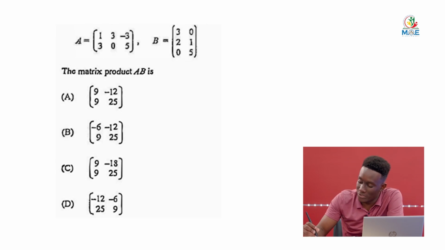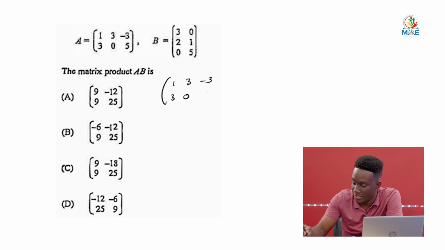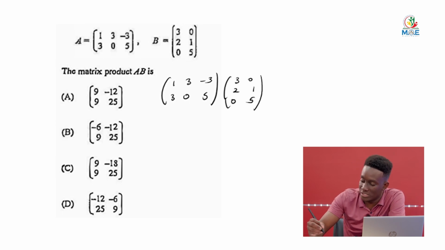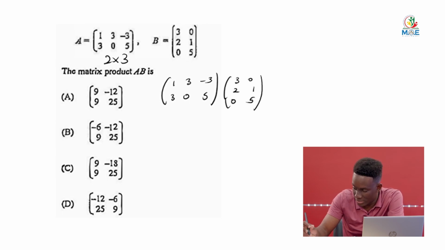So let's put on the matrix A: 1, 3, -3, 3, 0, 5. And the matrix B, which is 3, 0, 2, 1, 0, 5. Then we want to multiply this. We know this is a 2 by 3 matrix, and this one here is a 3 by 2. So we know they are compatible, and the product will be a 2 by 2 matrix. We should keep that at the back of our mind.